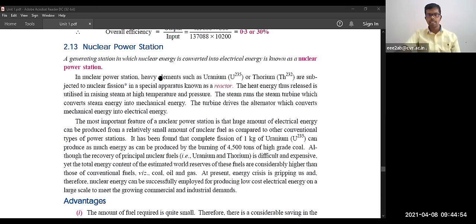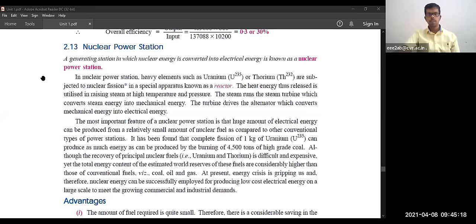In a nuclear power station, heavy elements like uranium-235 or thorium-232 are subjected to nuclear fission in a special apparatus known as a reactor. This thorium is easily available in our Bay of Bengal region.